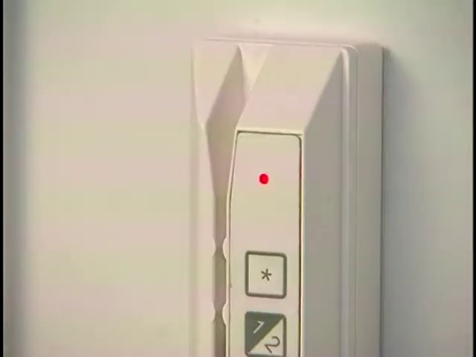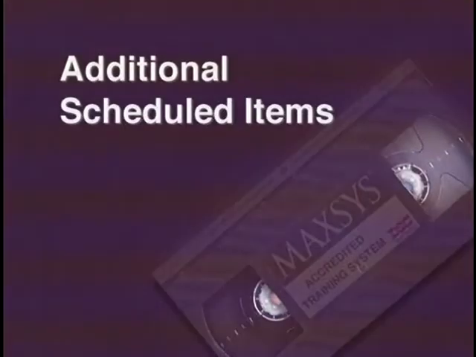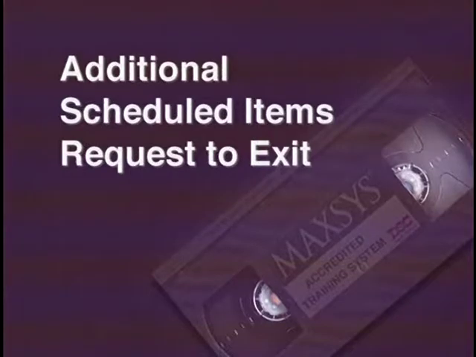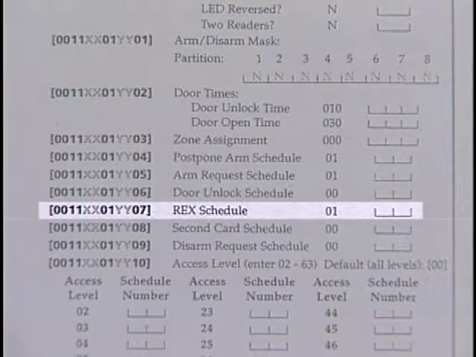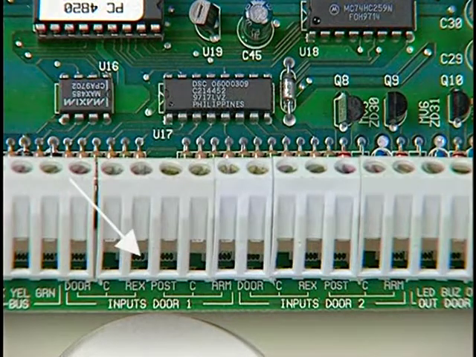If a partition the reader is assigned to is armed during the unlock time, the door will automatically lock and remain locked until after all the partitions the reader is assigned to are disarmed. The request to exit schedule can be used to disable the request to exit input during certain hours of the night.